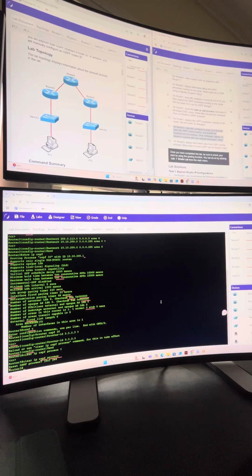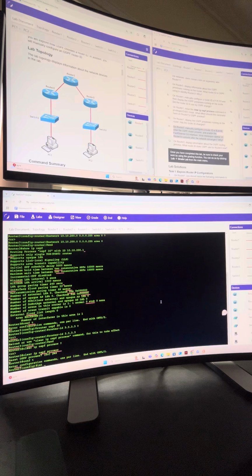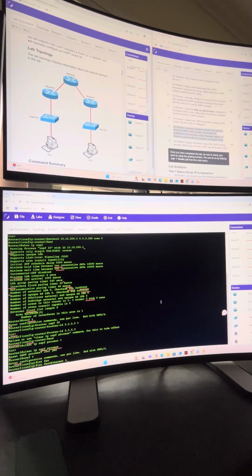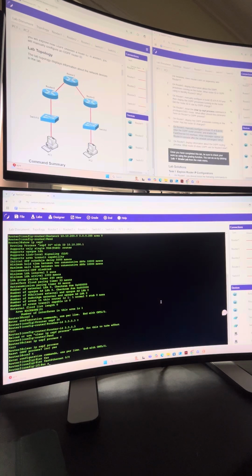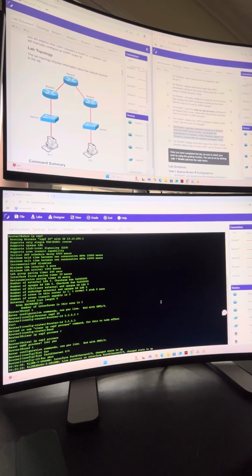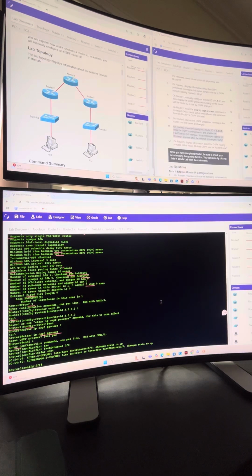All right. Now let's do a configure terminal. Conf t. Let's go into interface configuration mode for FastEthernet 0/0. And let's do a no shut to bring that interface up. And we can see the line protocol is now in the up state. And we should see an adjacency come up in the next couple of seconds for OSPF. Let's give it some time.